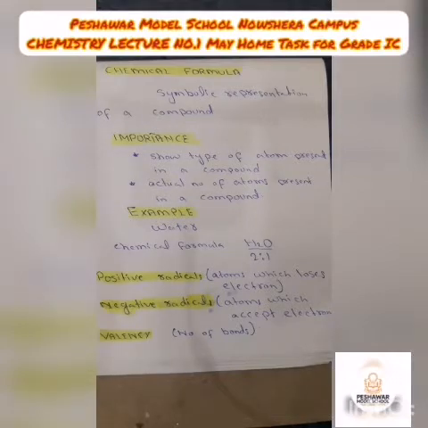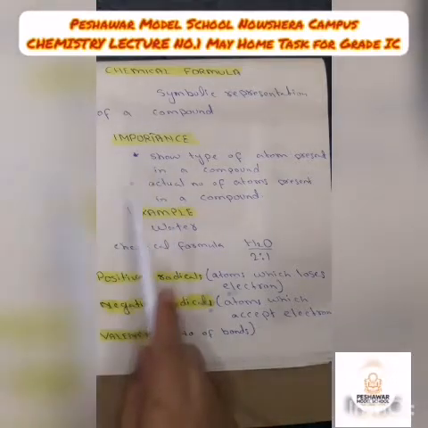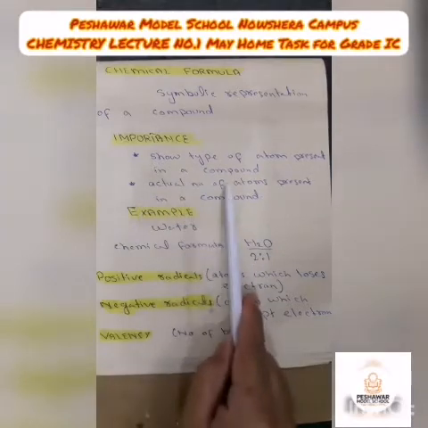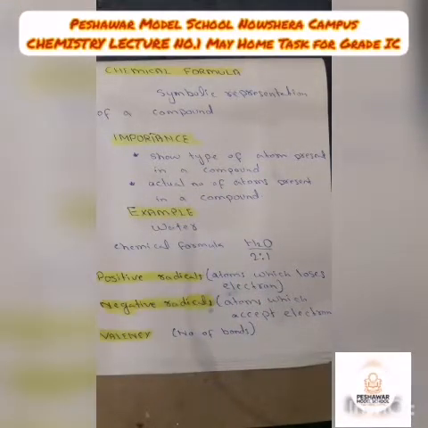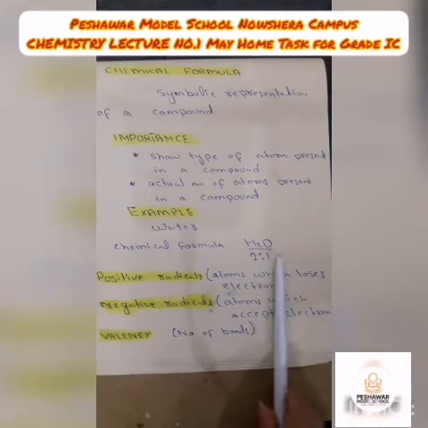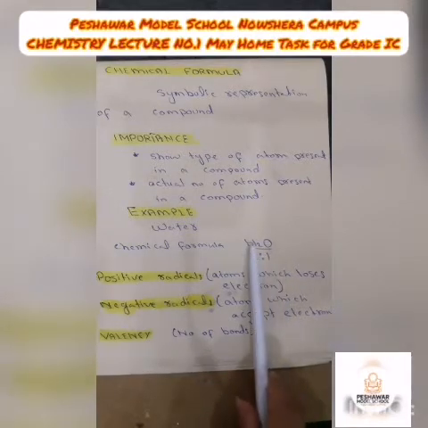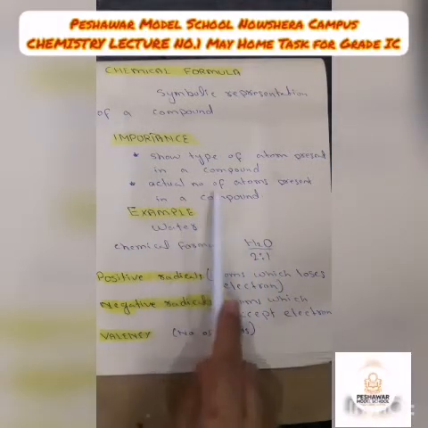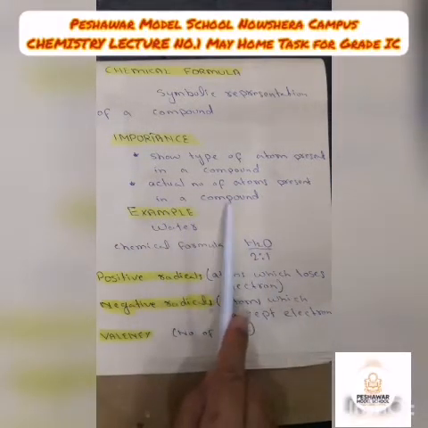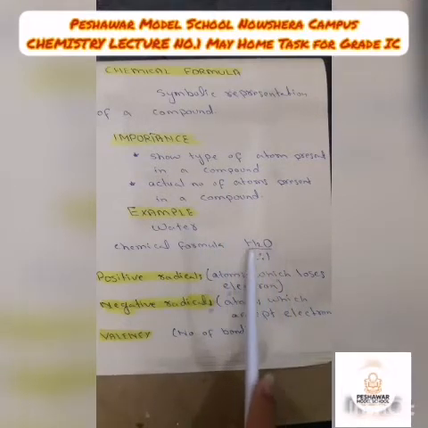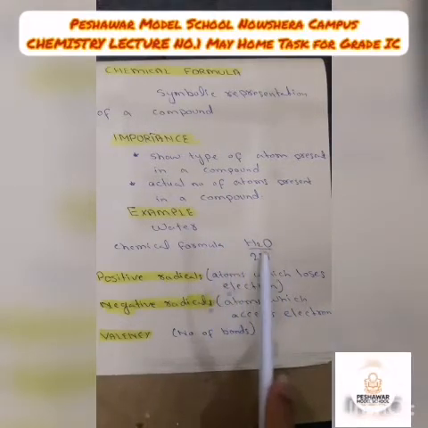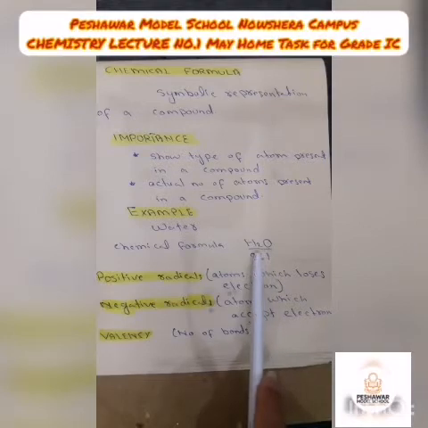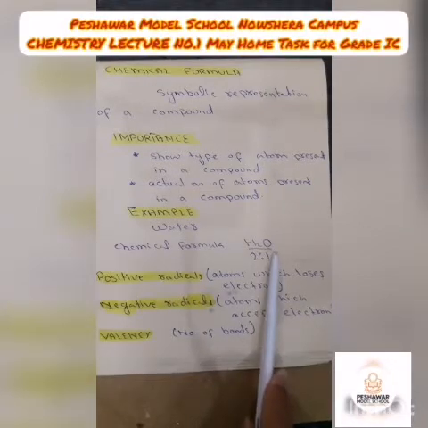Why do we use a chemical formula for a compound? Because it shows the type of atoms present in a compound. Like when we write the chemical formula of water, H2O, we come to know that it is made up of hydrogen and oxygen. Number two, it shows the actual number of atoms present in a compound. Water, H2O, shows that it is made up of 2 hydrogen and 1 oxygen.